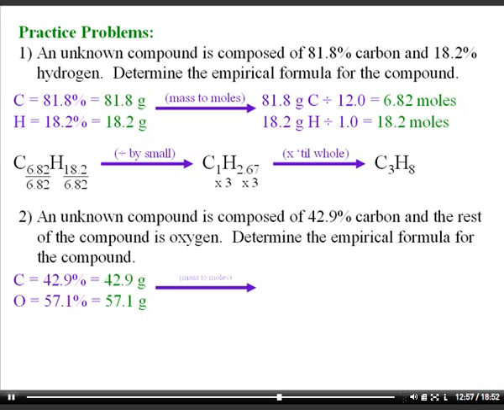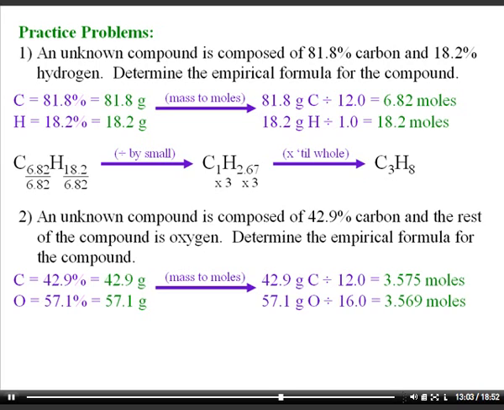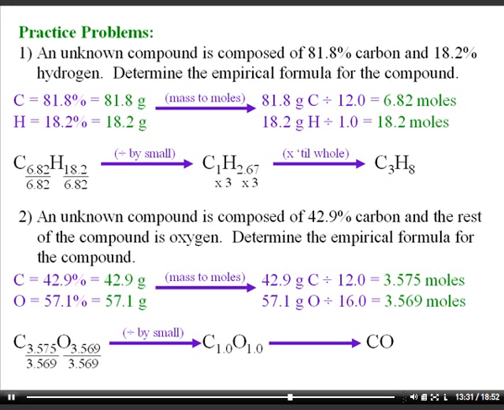Now we'll change mass to moles by dividing by the atomic masses on the periodic table. So you divide carbon by 12 just like we did before, and oxygen is divided by 16. So now we have our decimal ratio of 3.575 to 3.569, and then we'll follow the next part of the rhyme, which is percent to mass, mass to mole. Here comes divide by small. The smallest ratio is the 3.569, so we divide each of them by the smallest ratio that we have, and hopefully that'll be a whole number ratio. Now it is. It's 1.0 to 1.0, so it's a 1-to-1 ratio. We don't have to multiply anybody, and so you just get an answer of CO, which is carbon monoxide.